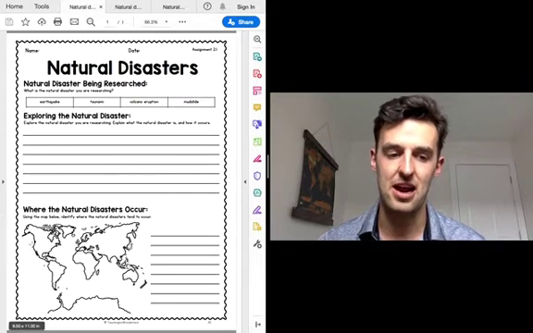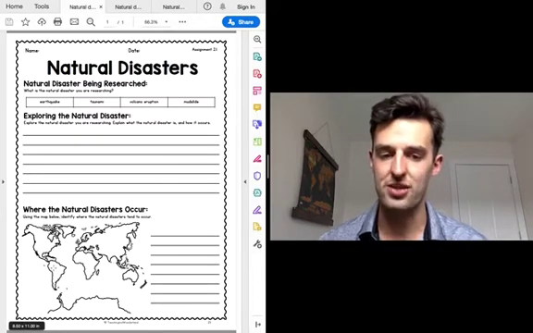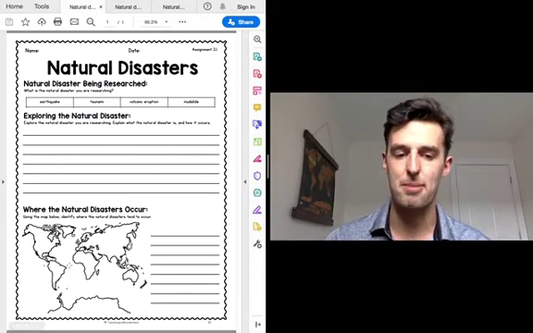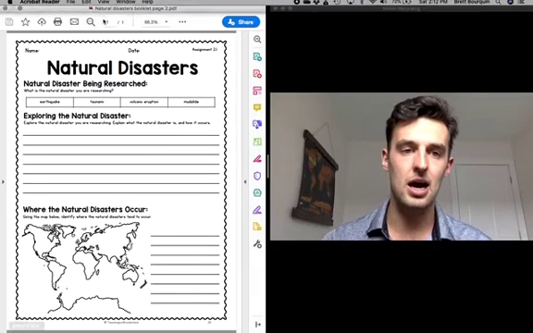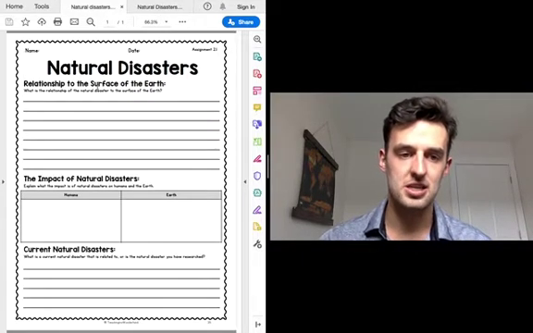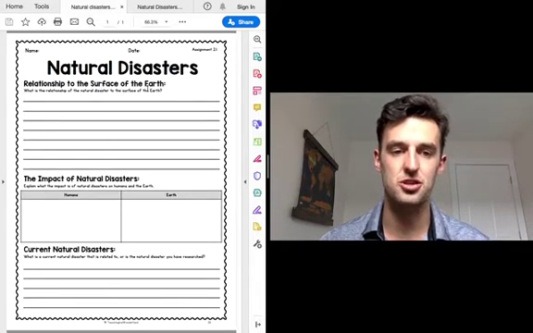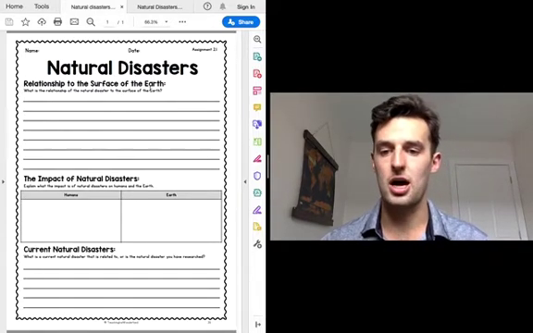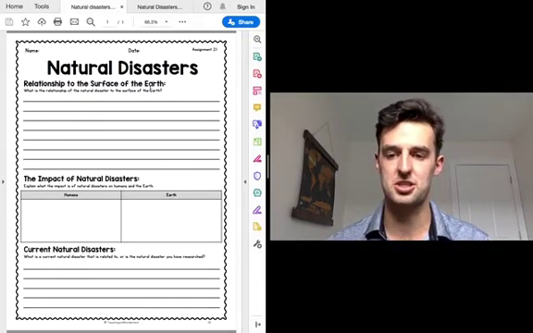If it's in specific areas, just make sure you draw a colorful line or do a circle around the area, something that identifies on the map where these natural disasters tend to occur. After that, this is more so its relationship to the Earth's surface. What is the relationship of the natural disaster to the Earth's surface? So do shifting tectonic plates cause this? Do volcanic eruptions lead to this?